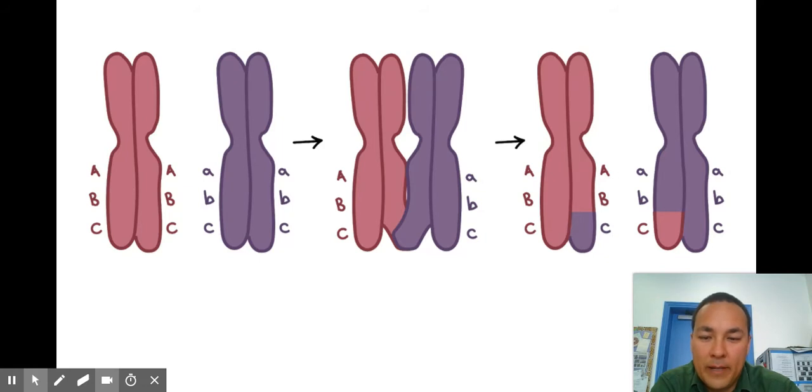Okay, let's jump into meiosis. So we talked quickly about how cells become different. Now we need to talk about how we make our different sex cells, the different sperm and eggs.